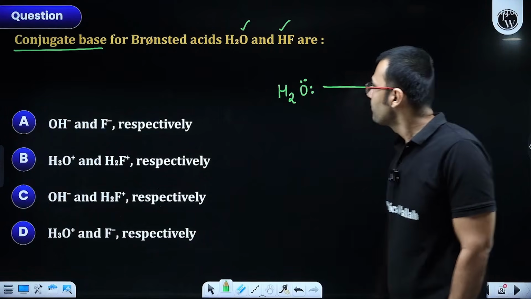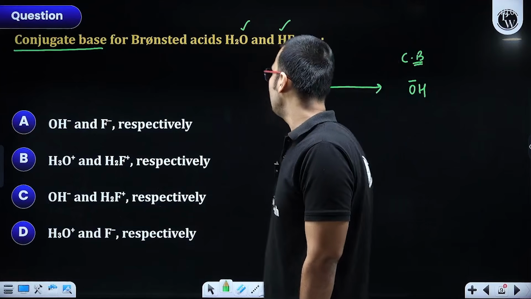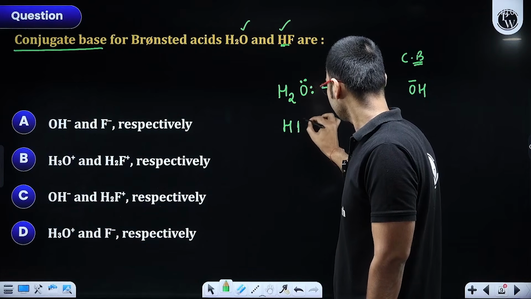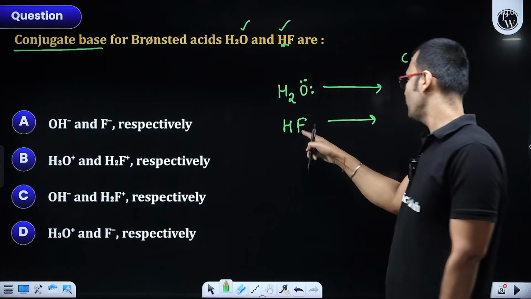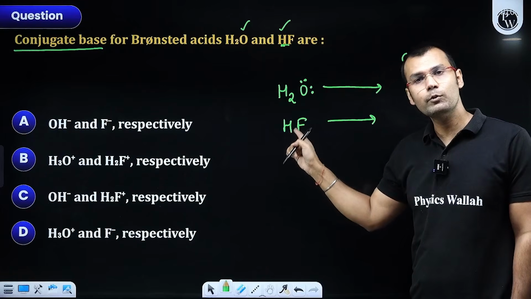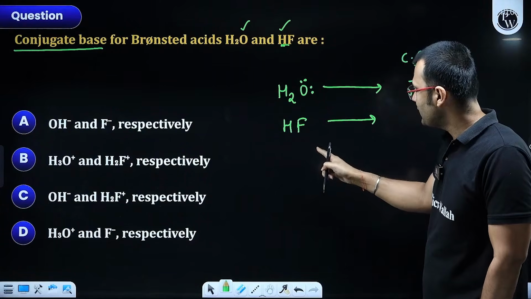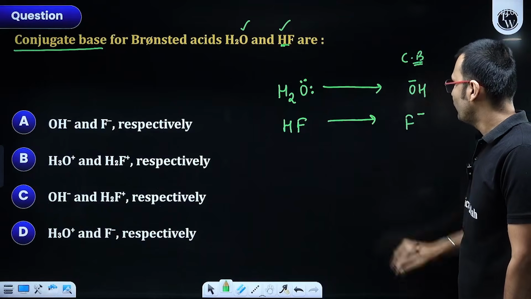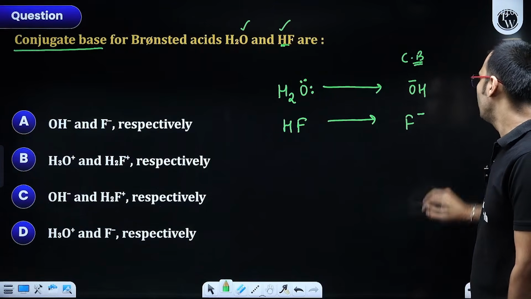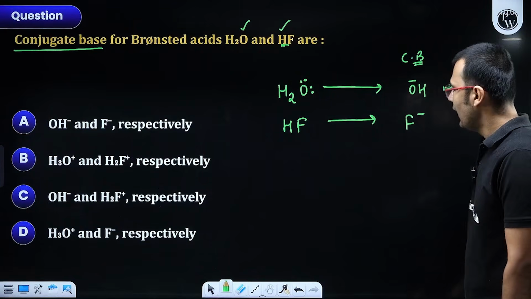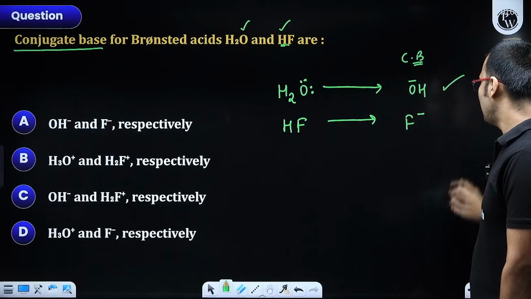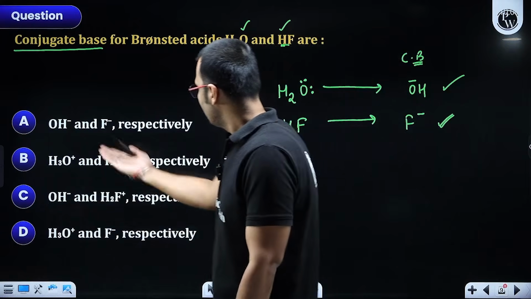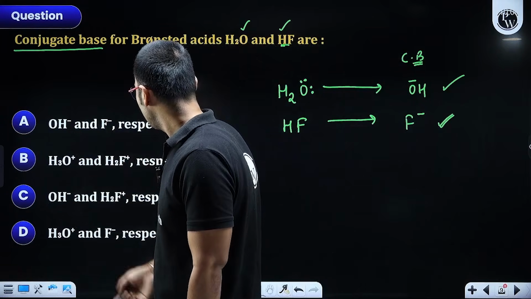And similarly, they are also asking the conjugate base of HF, right? So same as before, for HF, if I want to get the conjugate base, I need to remove one H plus. And from HF, if I remove one H plus, I will get F minus ion. So for H2O, the conjugate base will be OH minus, hydroxide ion. And for HF, the conjugate base will be F minus, fluoride ion, right? Now see the options. I think the first option itself is your answer, right?